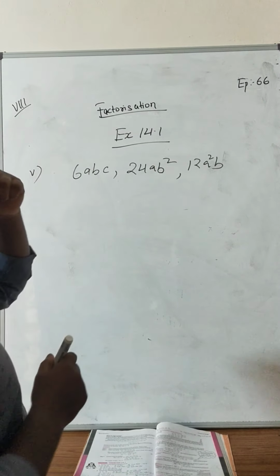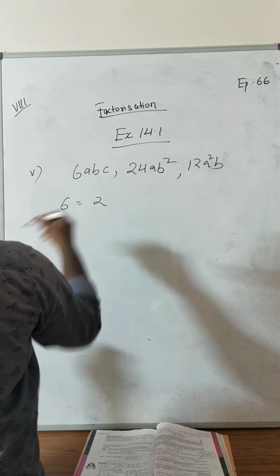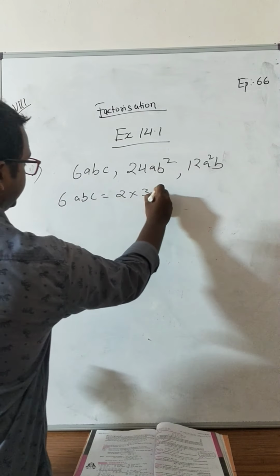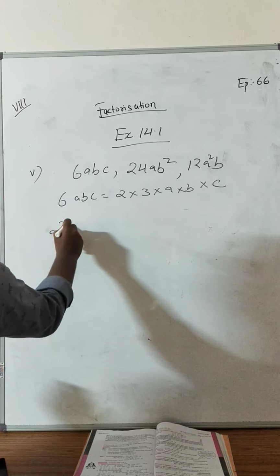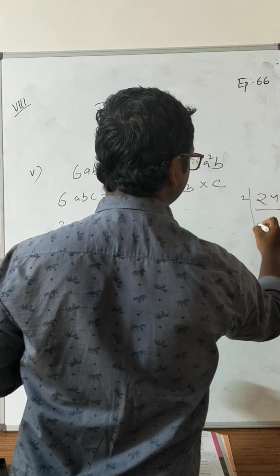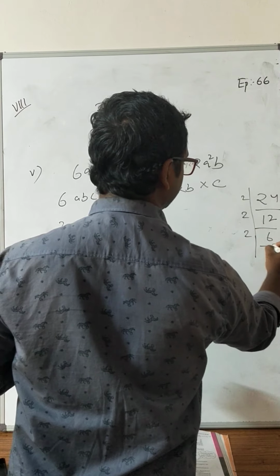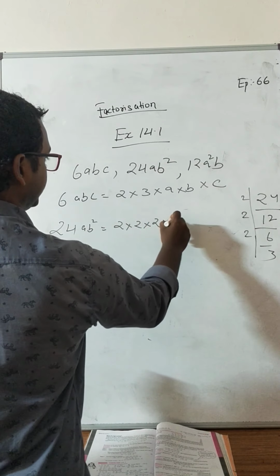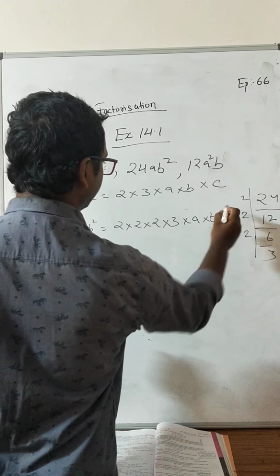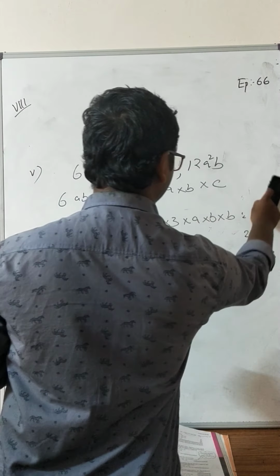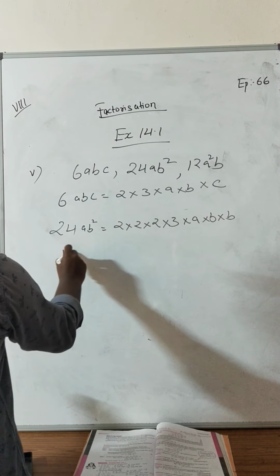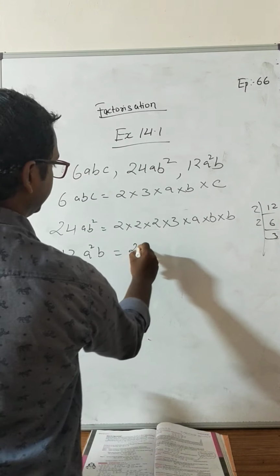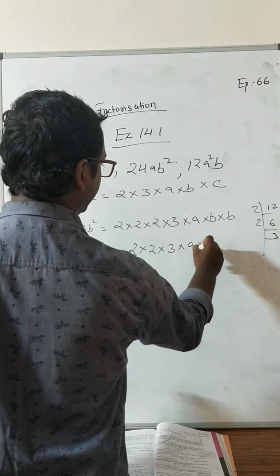Okay, now see, let us start with 6. 6abc is nothing but 2 into 3 into a into b into c. Next 24. 24 is 2 into 12, 2 into 6, 2 into 3. So 24ab square is 2 into 2 is 4, 4 into 2 is 8, 8 into 3 is 24, into a into b into b. Next 12a square b. 12 we know is 2 into 6, 2 into 3. So 2 into 3 into a into a into b.